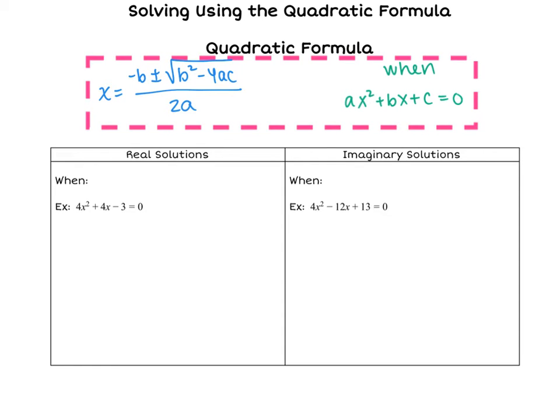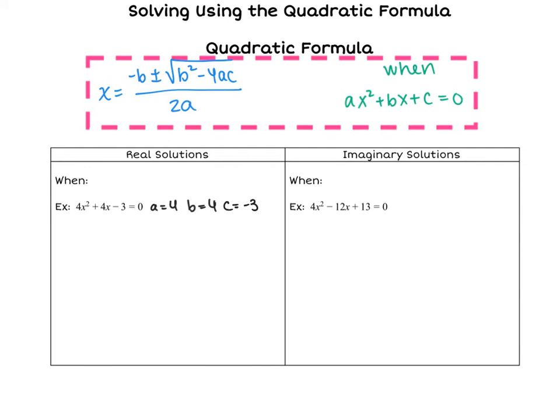Now let's practice. We're going to consider the following two examples. You can always try to factor, and I'll give you a hint, one of them is factorable, but any quadratic equation you could always solve with the quadratic formula. So we're just going to practice that in this case. Let's look at the first example. My a is 4, my b is 4, and my c is negative 3.